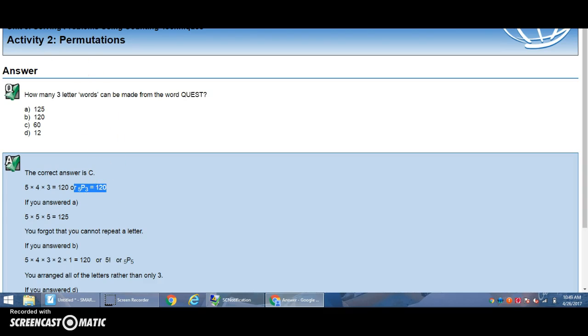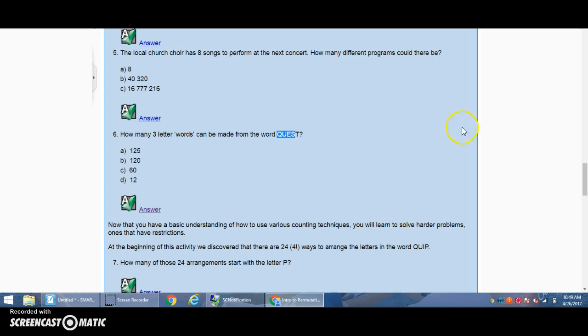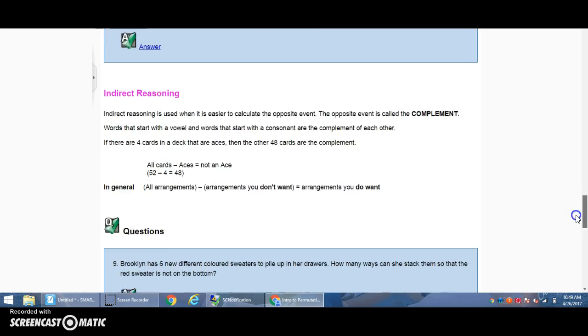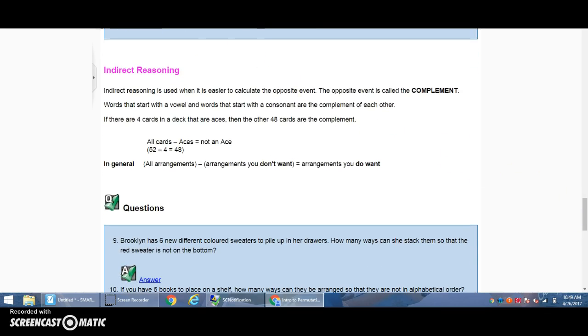Okay. So let me just pause this for a second and go back. Actually, I don't need to pause it. Where am I? Okay, keep going here. And there are more questions that are very similar to those. Let's look at this indirect reasoning part real quick, though.